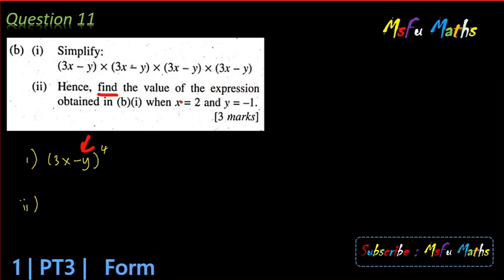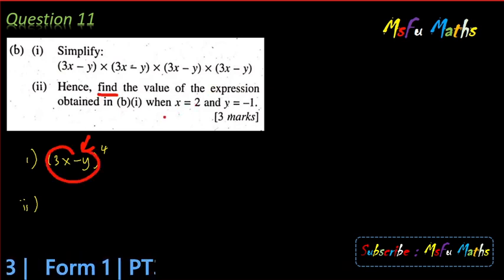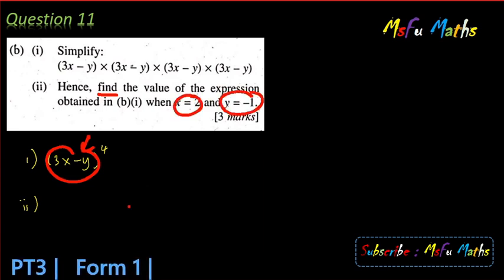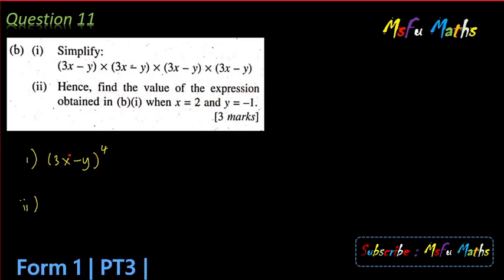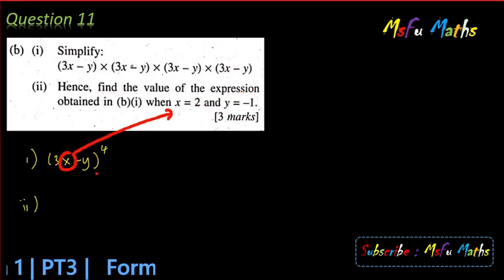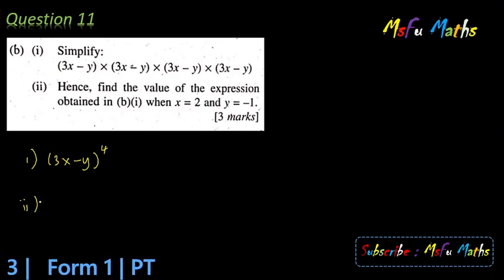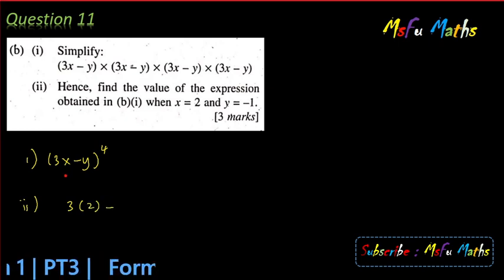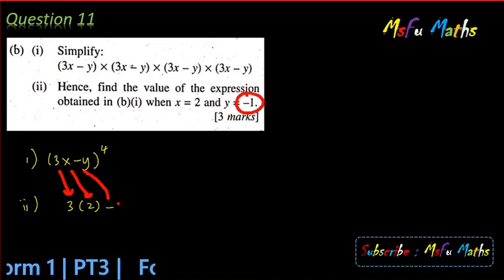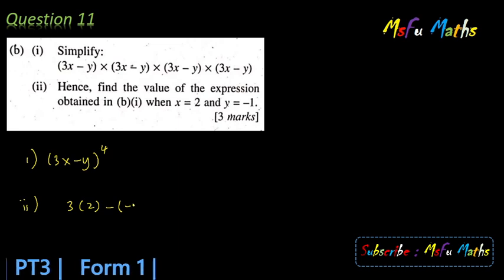All right, that's one. And number 2, here, B2, hence, which means you have to refer to this, find the value of this expression when your x equals 2 and your y equals -1. All right, so how to do this? This x now is 2. This y now is -1. Substitute. So what you get, remember I said if you want to substitute, you just put it in the bracket. Bracket means times. So 3 times 2 minus, and your y here is -1. Put it in the bracket, -1. And all of this is to the power of 4.